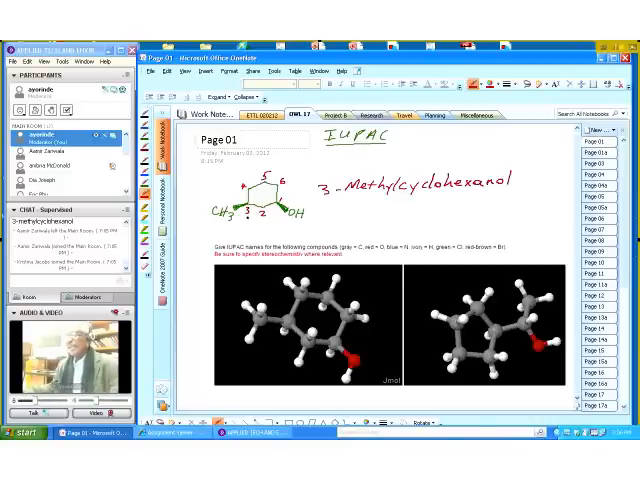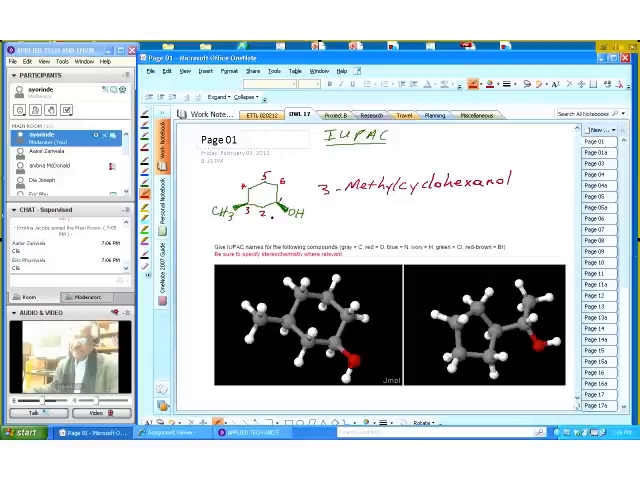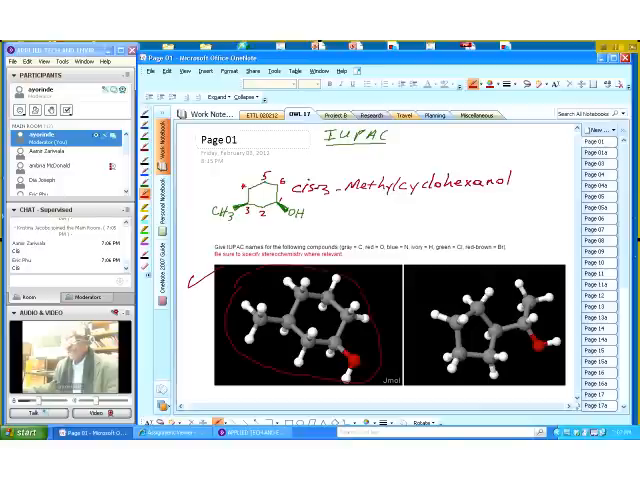Now, what is missing in this name? Do we need to add something else to this name? Cis, exactly. We need to add the stereochemistry. There is a stereochemical component to this. Yes, that is correct, both Eric and Emma. So this becomes cis-3-methylcyclohexanol. Very good. So we have named this molecule. Now let us go ahead and name this other molecule.